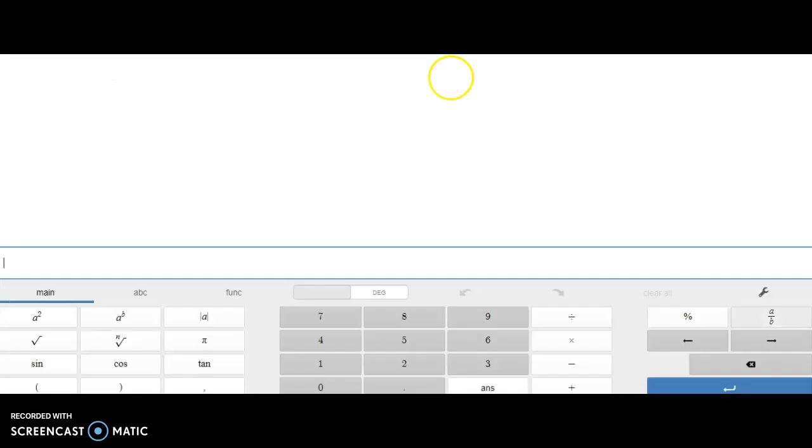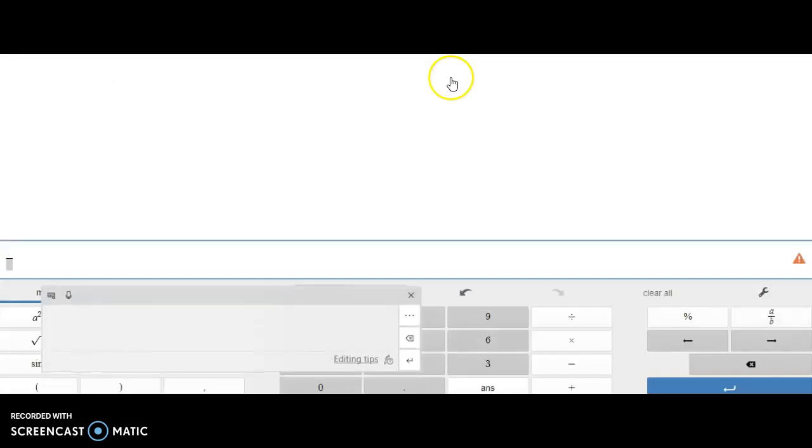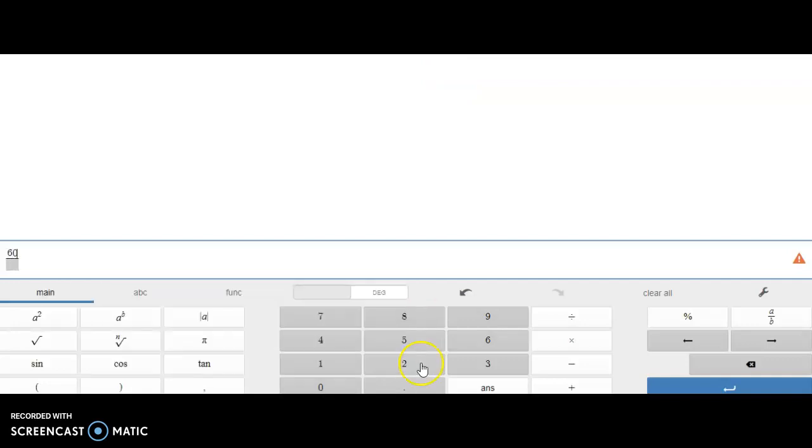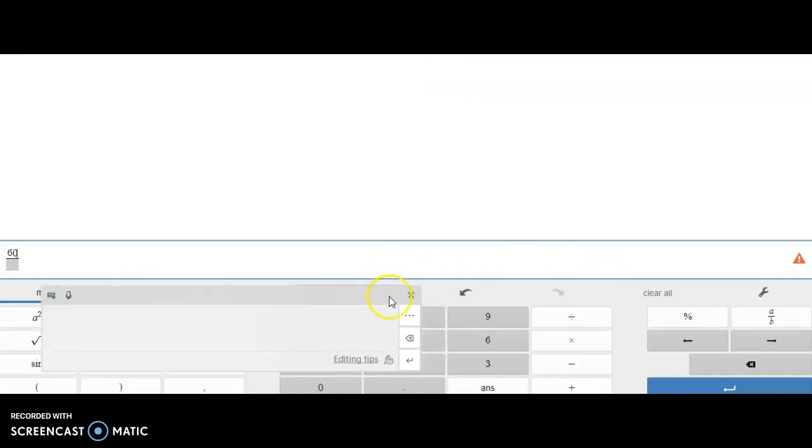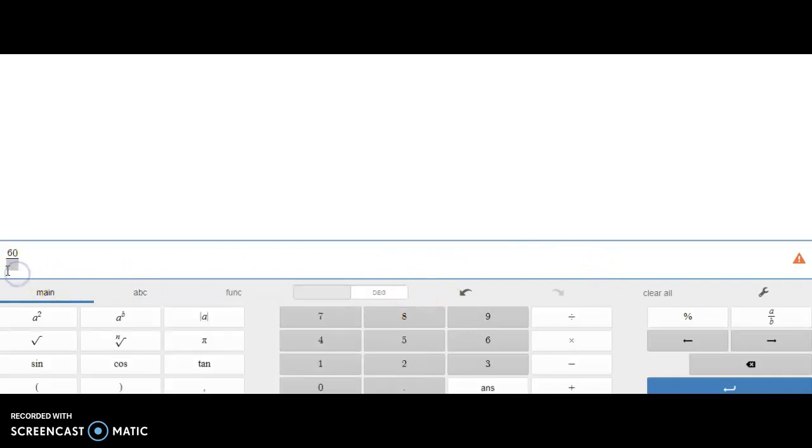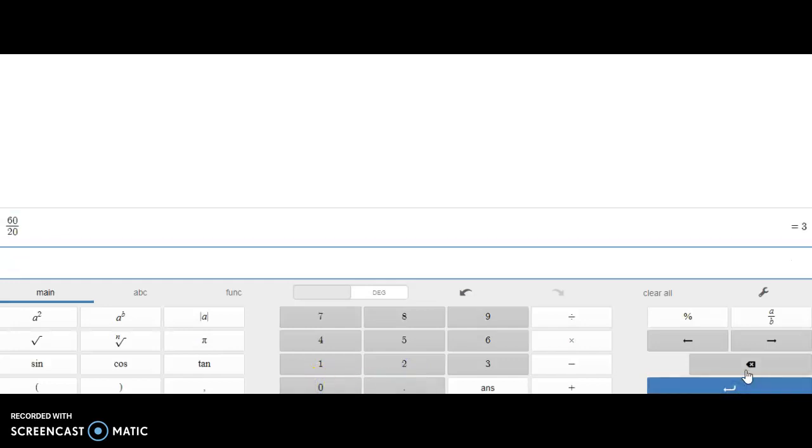Okay, so if you're not super confident in your math skills, then you can go to your calculator and type it in exactly how it looks. What is this? 60 over 20. And then that tells me that the answer is 3. All right, so let's go back and see how to write that.